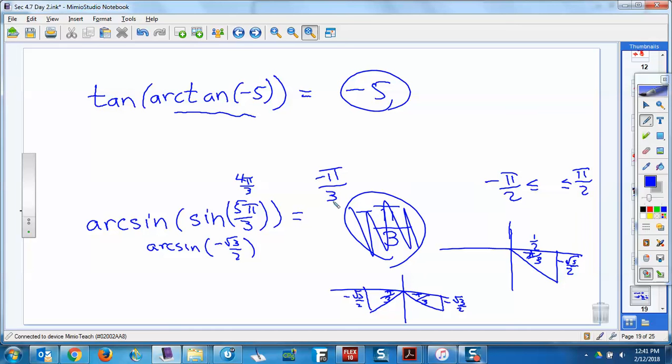Okay? Let's try that on your calculator real quick. What is this? This is 300, right? So do the sine of 300 in your calculator. That'd be 5 pi thirds. Sine of 300, what do you get? -0.866, right? Which is -√3/2.